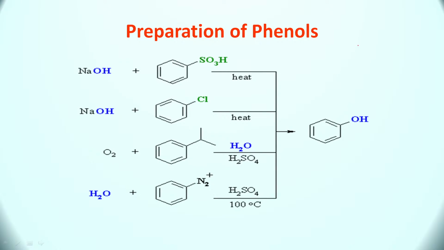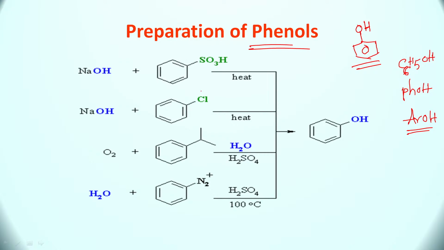We know the molecular formula of the structure of phenol. One of the hydrogens of benzene is replaced by OH, and this has the formula C6H5OH, and it is also written as PhOH. The derivatives of phenols are represented as ArOH. This is the structure. Then how can you prepare phenols? Simply by nucleophilic substitution reactions. By nucleophilic substitution reactions you can prepare phenols.